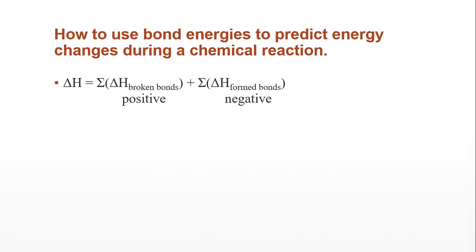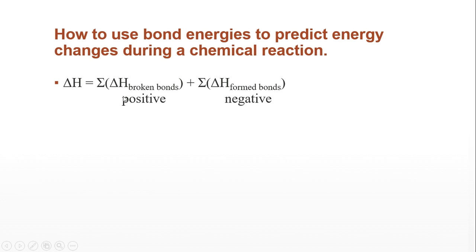So, how can we use them to predict energy changes during chemical reactions? Well, we have a nice formula to use, and it looks like this. The delta H, so the difference in H, and I will come back and explain this later, equals the sum of the delta H of all broken bonds. And remember, to break bonds, we need to add energy to the system, so this is written with a positive sign, plus the sum of the delta H of the formed bonds. When bonds are formed, energy is released to the surroundings, so this is written as negative.